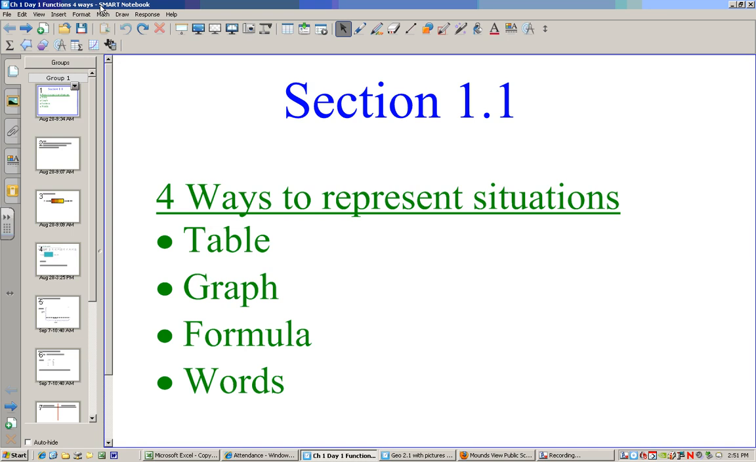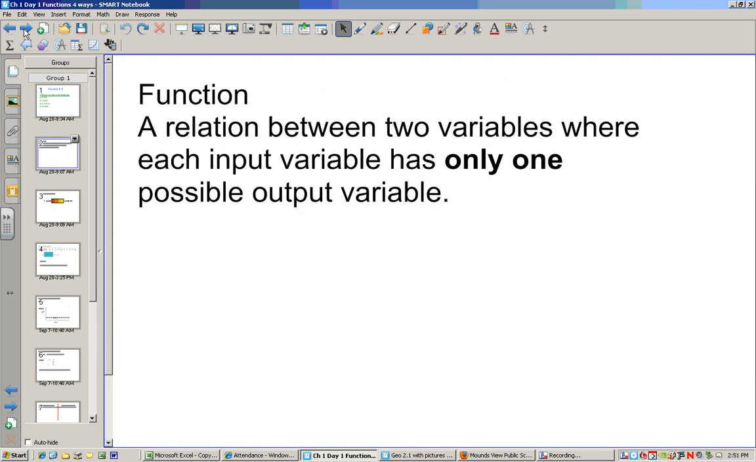Today we're going to do section 1.1, where we look at the 4 different ways to represent different situations. We can use a table, a graph, a formula, or words. Now, a function is a relation between 2 variables, where each input has only one possible output. We'll talk about this a little bit more tomorrow. But it's saying for every one thing you put into a function, you can only get one possible variable out.